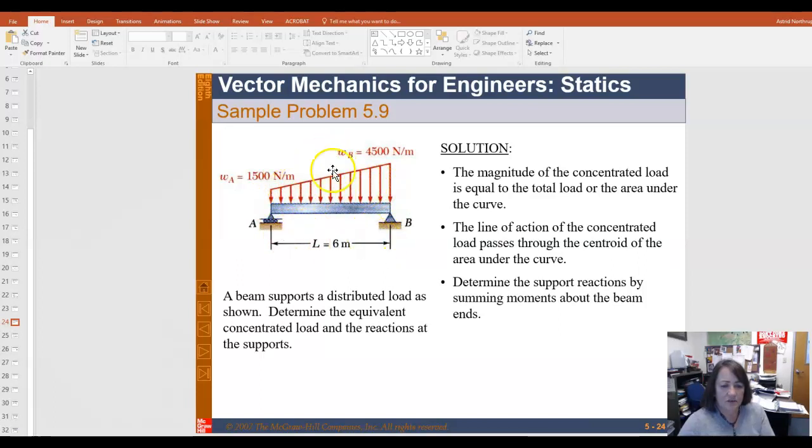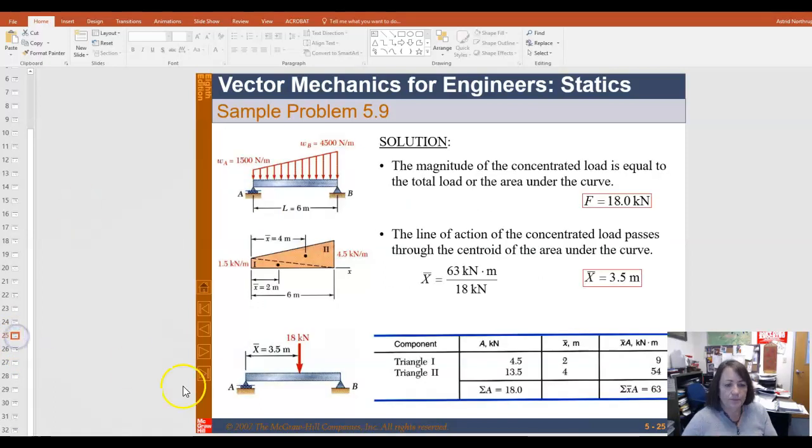So if this is 6 meters, the centroid of the rectangle, the 1500 newton per meter high rectangle, is going to be right smack in the middle. But for the triangle, it's a third of the way from the base, so it's actually going to be 4 feet from A or 2 feet from B. So now we have two composite areas, and we can find the location of the centroid using that idea of composite areas.